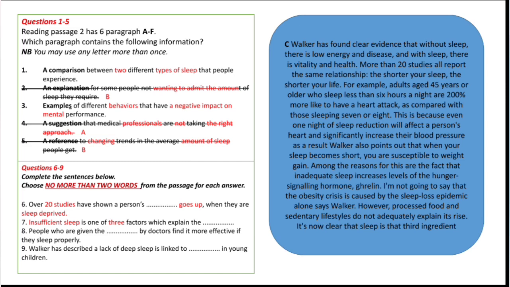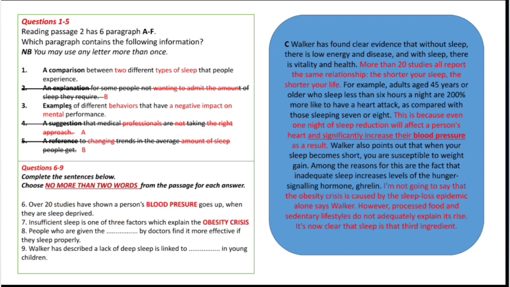Well, great. Now we shall move on. And here you can see that we have only taken the answers for question number 6 and 7, but we didn't have the answer for this part, right? So the answer for 6 is blood pressure and 7 is obesity crisis, right? Let's have a look at the reason why, okay?